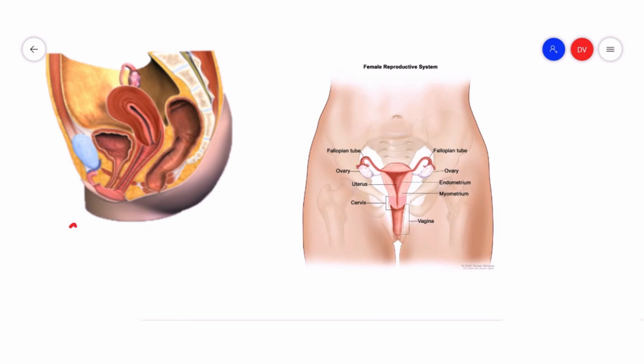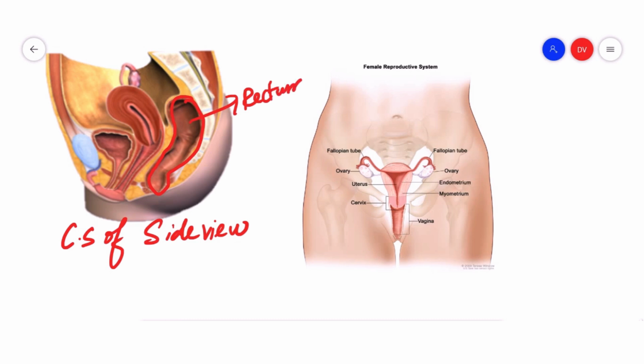This is actually a cross section of the side view of the reproductive system. If you make a cut, you can see this. What is this part here? This is the rectum, the end of the large intestine, and you have the opening which is the anus. And this is the urinary bladder, and this opening is the urethra. I'm just writing it UB, urinary bladder.